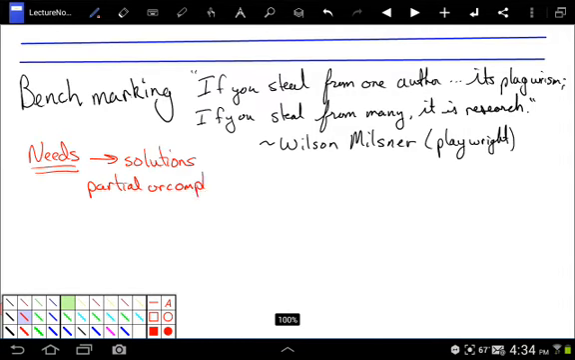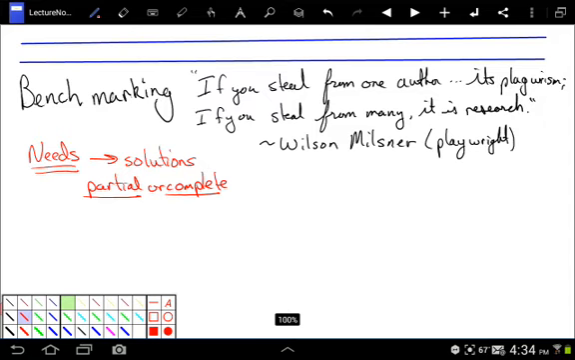What I mean by that is you rarely ever find somebody who's done exactly what you want to do that fulfills all of these needs, but you might find people that have solved one of your needs or two of your needs.